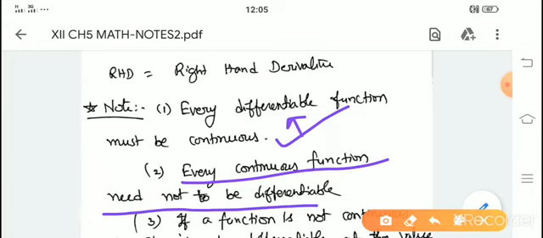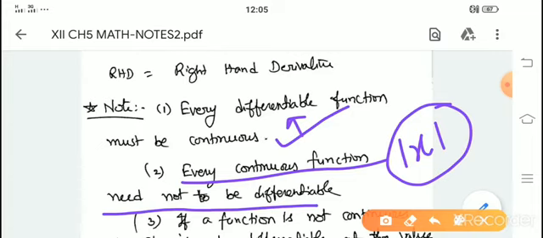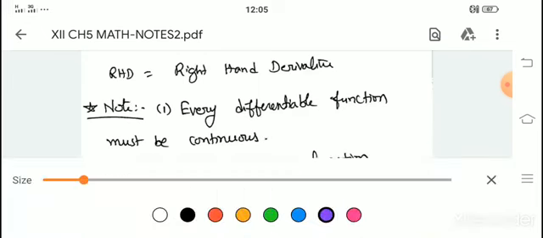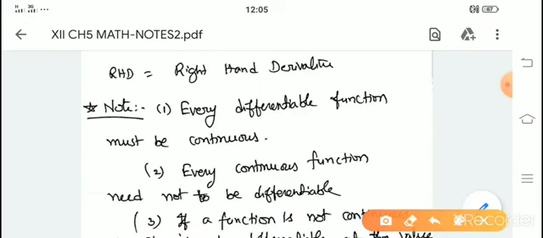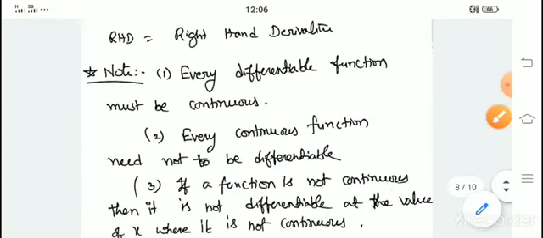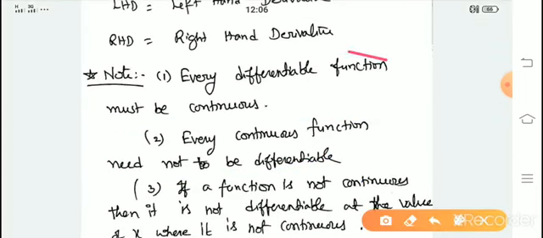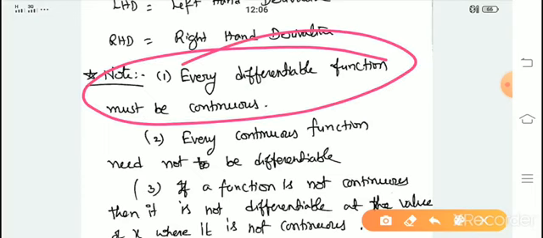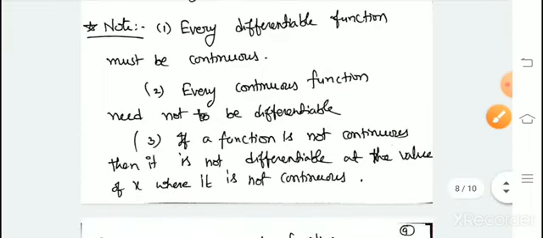If the function is continuous, one example I can give for this is modulus x. This is continuous but not differentiable. Very good example, remember: mod x is continuous but not differentiable, okay. Next, the first point states that every differentiable function must be continuous.